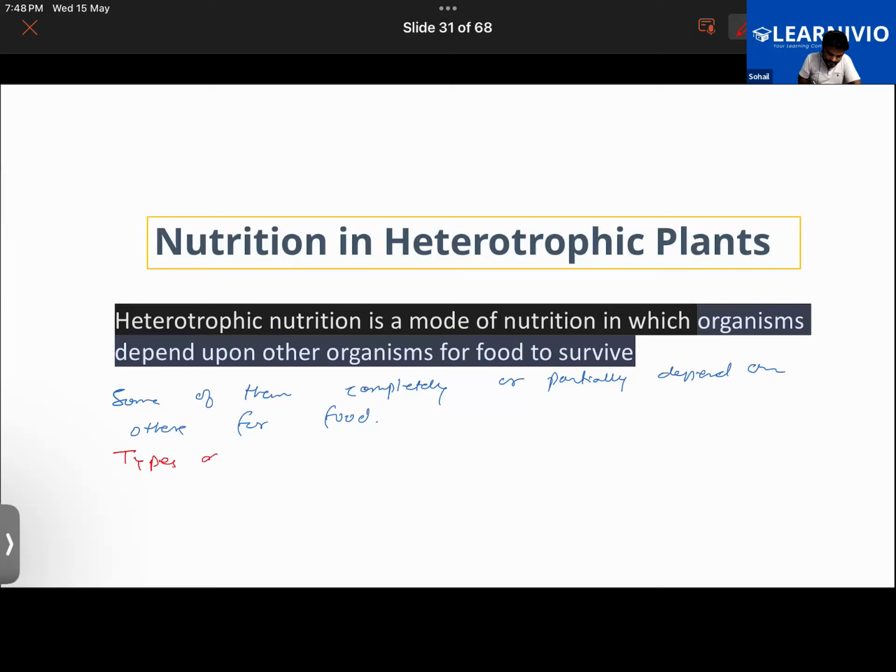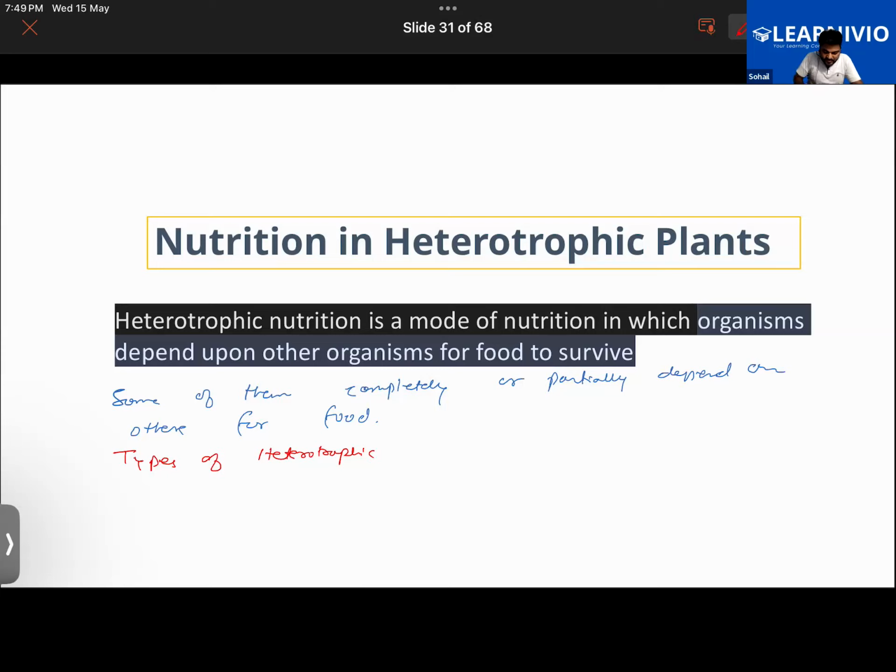Sir, what do you mean by partially dependent on others for food? Partially dependent means, just as I gave you the example of the pitcher plant, it is green in color and able to carry out photosynthesis. But in order to meet its requirement of nitrogen, it has to depend on others. So in that sense, it is said to be partially dependent.